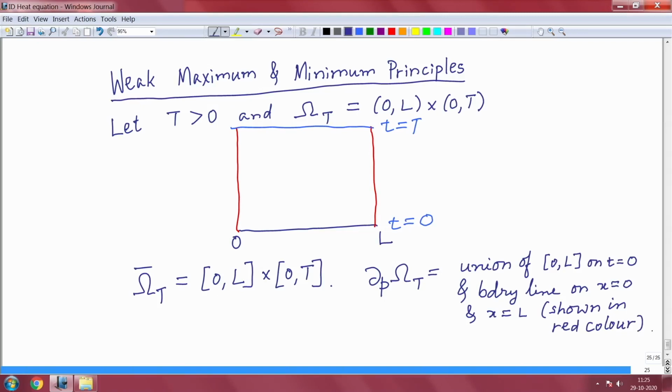So, this has a name. We are omitting one part of the boundary of omega t, namely the line t equal to t. So, this is referred to as the parabolic boundary of omega t. So, it is its boundary minus that one line segment on t equal to t.